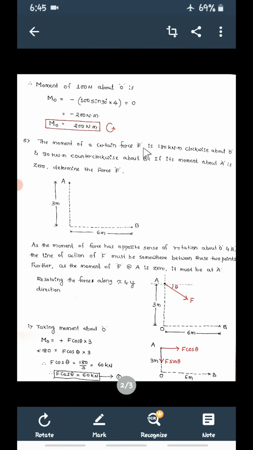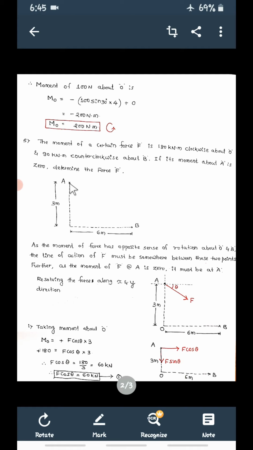So there is a force F. The moment of this force F about O is 180 kilonewton meter, and the moment of this force F about B is 90 kilonewton meter. So two moments are given. If its moment about A is 0, there is one more point. The moment of this force F about A is 0, determine the force F. So see, three moments are given, and we have to identify where the force F is. This is the simple diagram given.